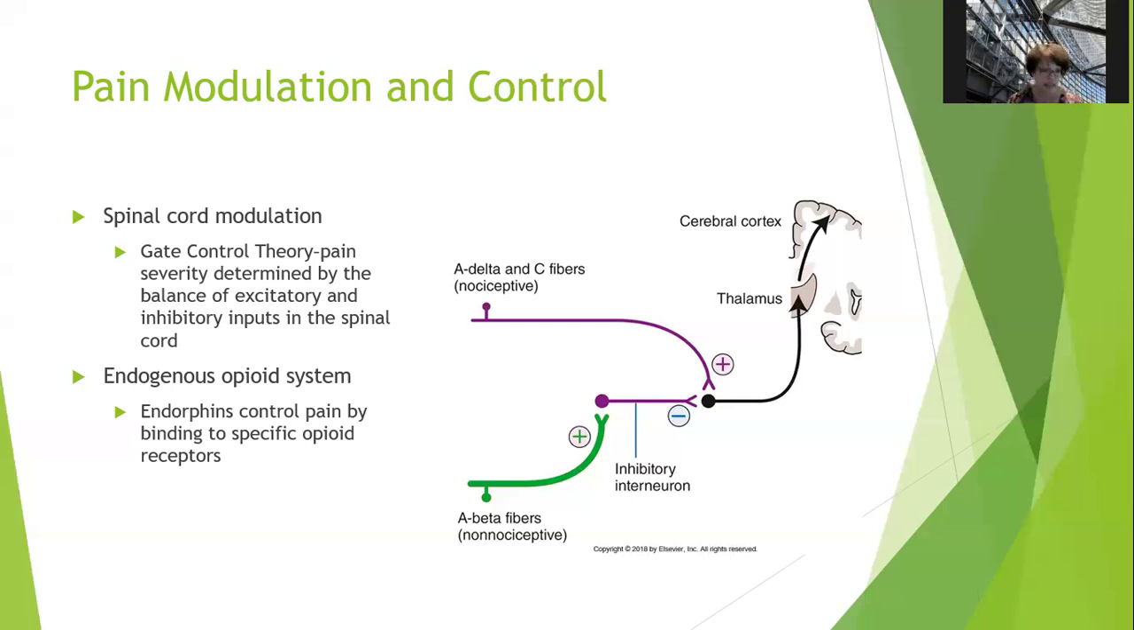The descending pain control system starts in the brain in the endogenous opioid system, where endorphins control pain by binding to specific opioid receptors. So we have cell receptors that are opioid receptors, which is why exogenous opioids, which are ones coming in from the outside, work, because they have receptors to bind to. But we have our natural set, and that's what those receptors are really for.